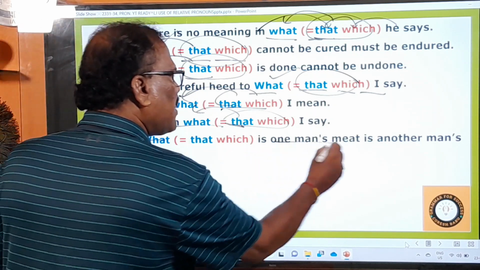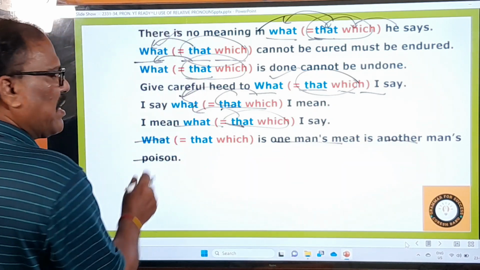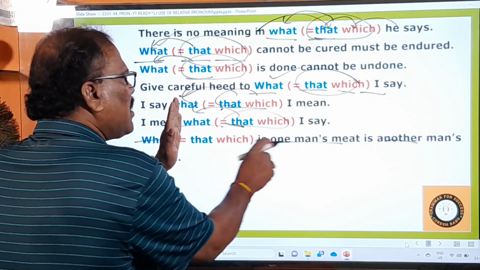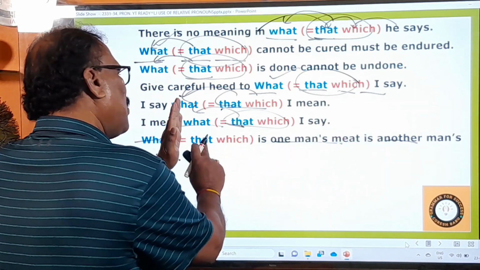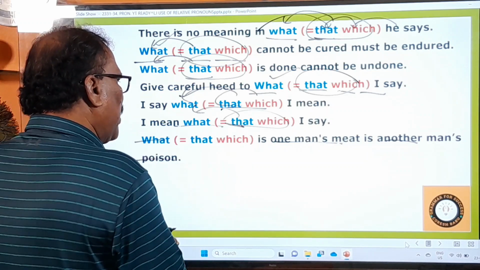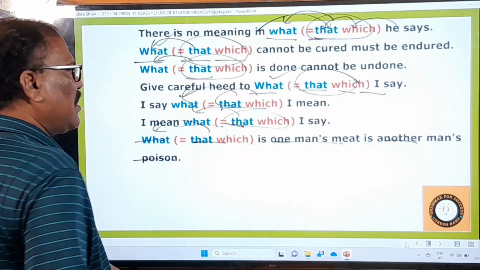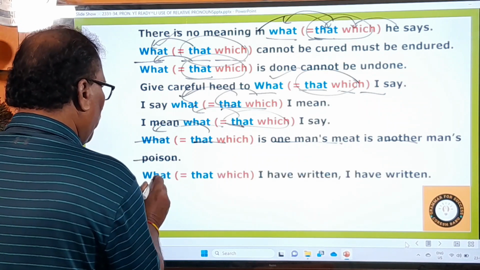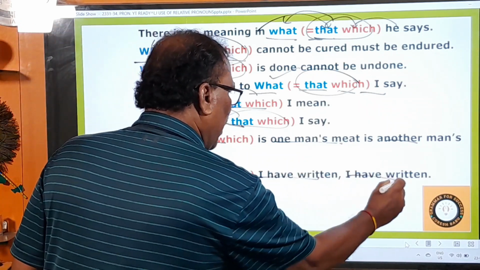What is one man's meat is another man's poison. So here what means that which. That which is one man's meat is another man's poison. You can say that, but instead of these two things, we had better say, what is one man's meat is another man's poison. And here one more example is going: what I have written, I have written.